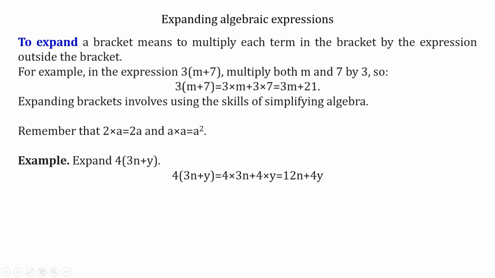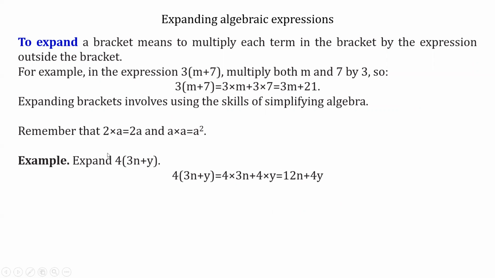To find this expression, we might expand the brackets, which involves using skills of simplifying algebra. So we must multiply each term in the brackets. 3 times m is 3m, plus 3 times 7 is 21. Remember that 2 times a we write as 2a and read as 2a, and a times a we write and read as a squared.